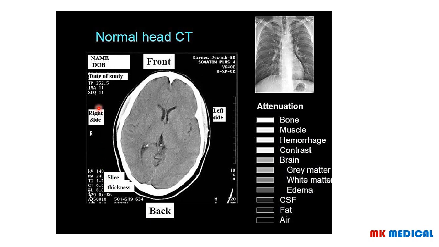So this is the right side of the CT image. So this is the right hemisphere. And then this is the left side of the CT imaging. So this is the left side. Then of course here you have the slice thickness and details of the slice that you have taken of the CT scan. So this is a normal CT scan of the head.